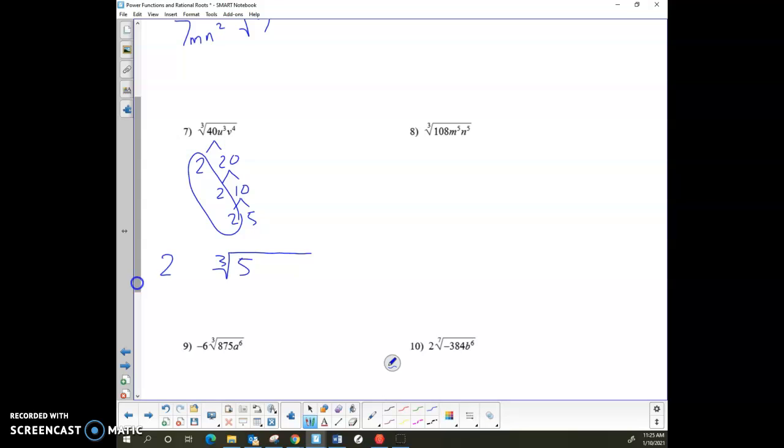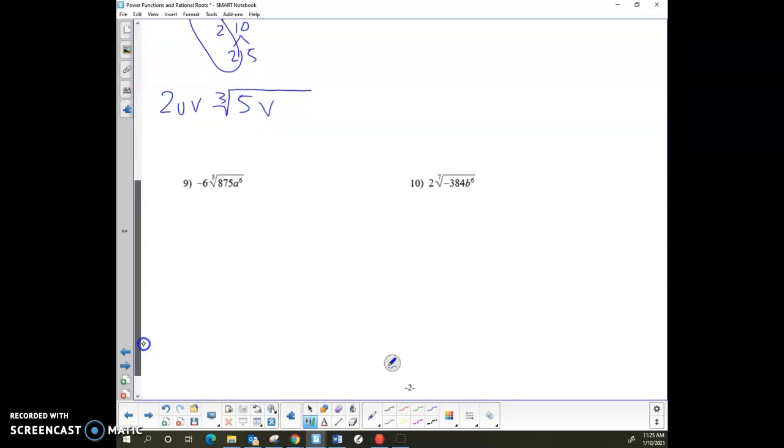I've got one group of 3 u's, so I'm going to bring one group out. There's nothing left over. 3 minus 3 is 0, so there's none left over. I've got one group of 3 v's, and I've got one v left over. So 4 minus 3 is 1. It means I've got one group of 3 with 1 left over.